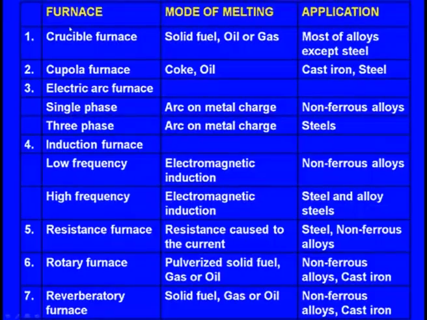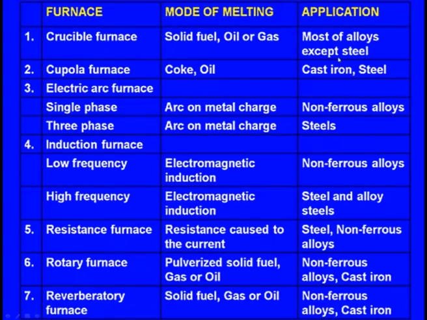Next one, let us see the overall comparison of melting furnaces. Now you can see here, this is the crucible furnace and the mode of melting is solid fuel, oil or gas, and the application is most of the alloys except steel. Now the second one is the cupola furnace, and the mode of melting is using coke and oil. Its application is melting cast iron and steel.